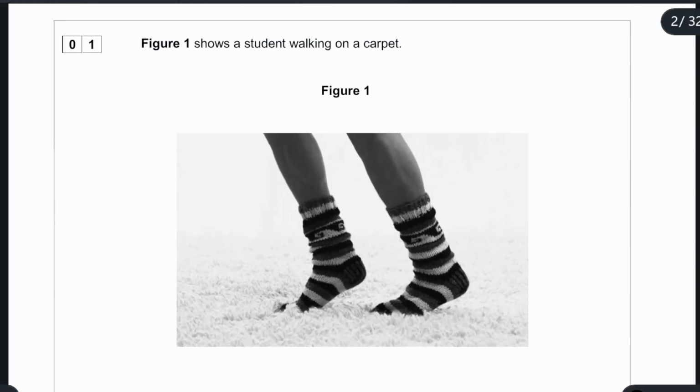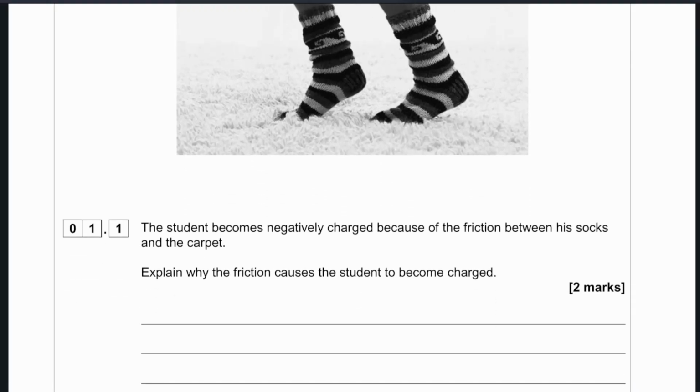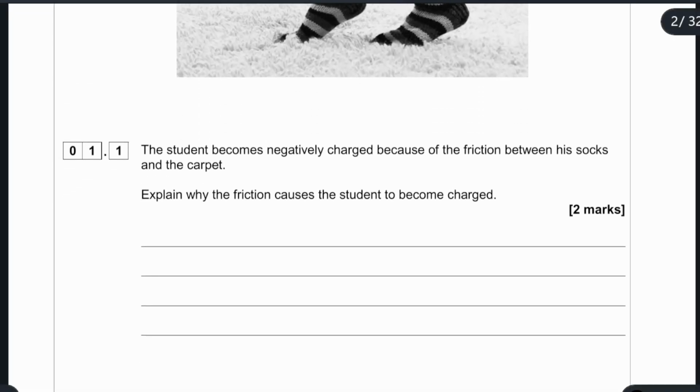So the first question then, we've got some socks, and we're told that a student becomes negatively charged because of the friction between the socks and the carpet when they start walking on this carpet. Why does that friction actually cause the student to become charged? Well, the key here is that we have a transfer of electrons. When something becomes charged, it's due to a transfer of electrons. Those are responsible for electrical charge.